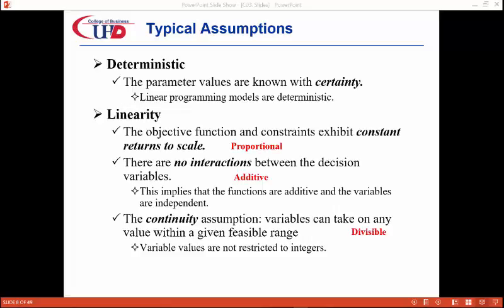The last one is also called divisibility. So the decision variables are not restricted to take integer numbers. If integer numbers make more sense in the problem setting, like in the Lego game, we can first get the non-integer optimal solution by assuming there could be a fraction of furniture produced and sold. Then we round that non-integer solution to an integer one as our final decision outcome.